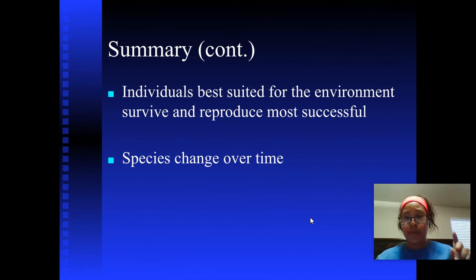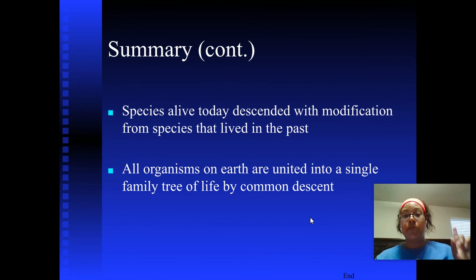The individuals that are best suited for the environment, therefore the fittest, will survive and reproduce the most successfully, thereby passing on their genetics. Therefore, species will change over time. The species alive today descended with modification from species that lived in the past, and all organisms on Earth are united into a single family tree of life by common descent.